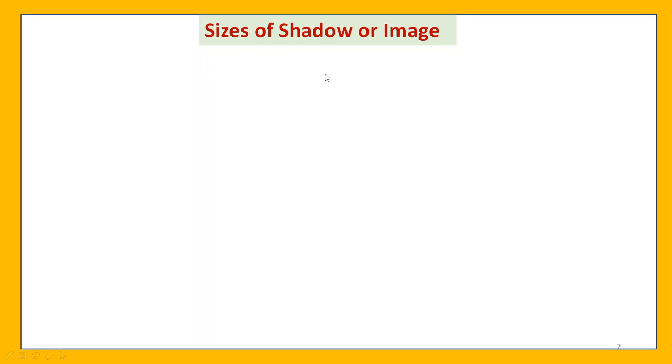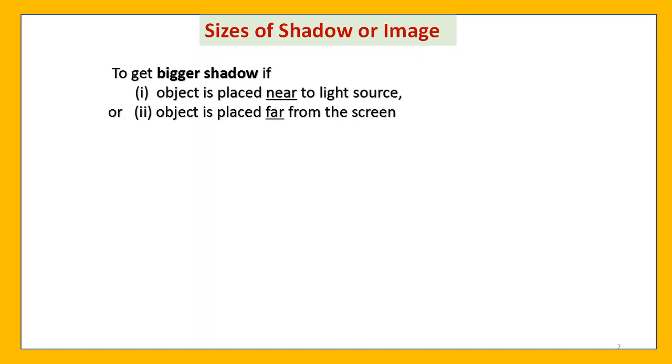Sizes of shadows or image. To get a bigger shadow or image, you can place the object near to the light source. Alternatively, you can place it far away from the screen. Let us try how to draw this image. First, we have a light source and the screen placed far apart. Now we place the object near to the light source.